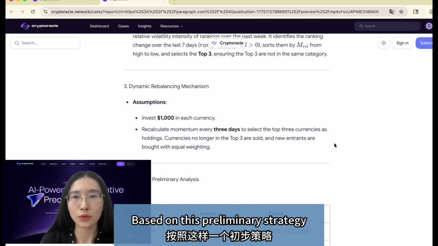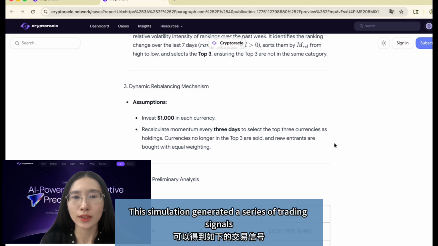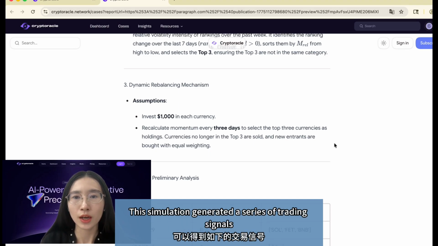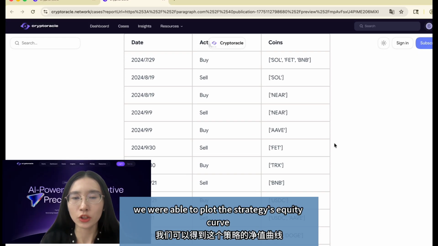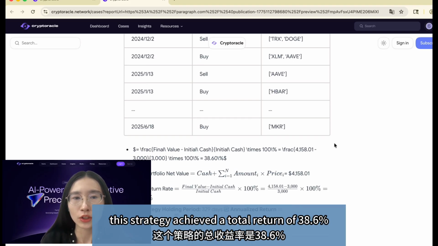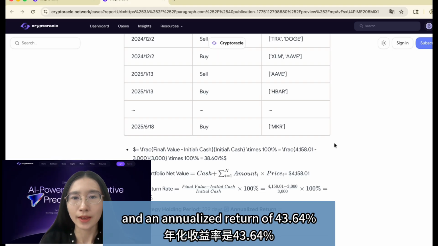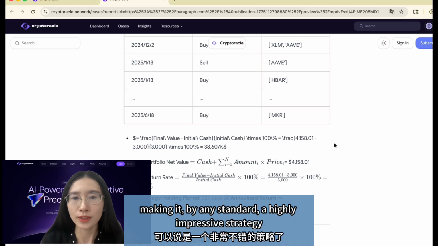Based on this preliminary strategy, we conducted a simulation using data spanning from July 2024 to June 2025. This simulation generated a series of trading signals. By executing trades according to these signals, we were able to plot the strategy's equity curve. As the chart illustrates, this strategy achieved a total return of 38.6% and an annualized return of 43.64%, making it, by any standard, a highly impressive strategy.